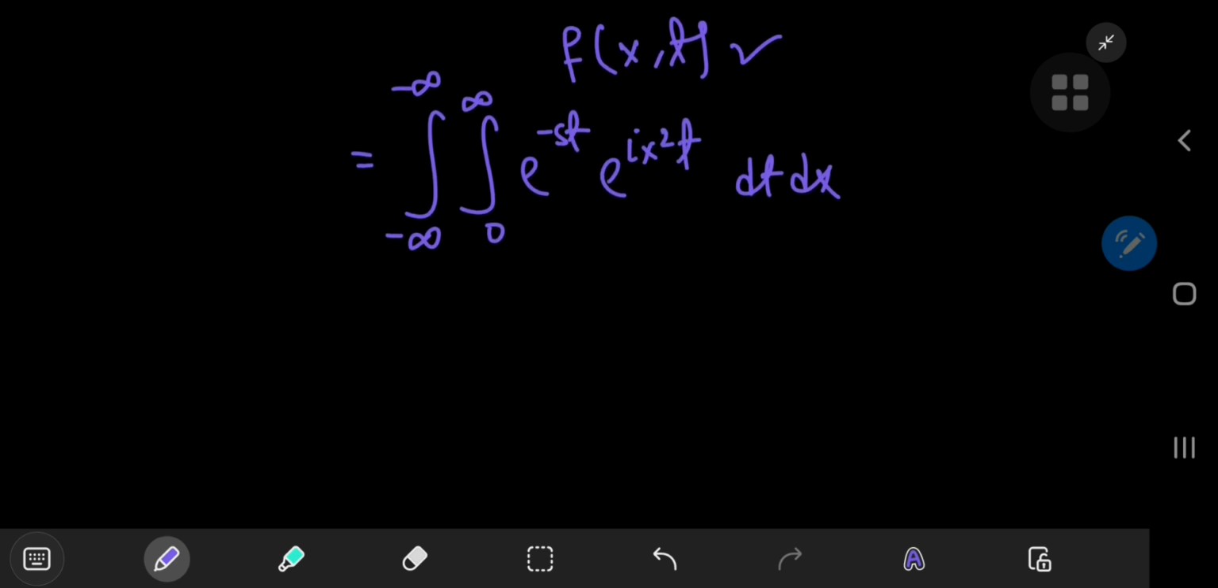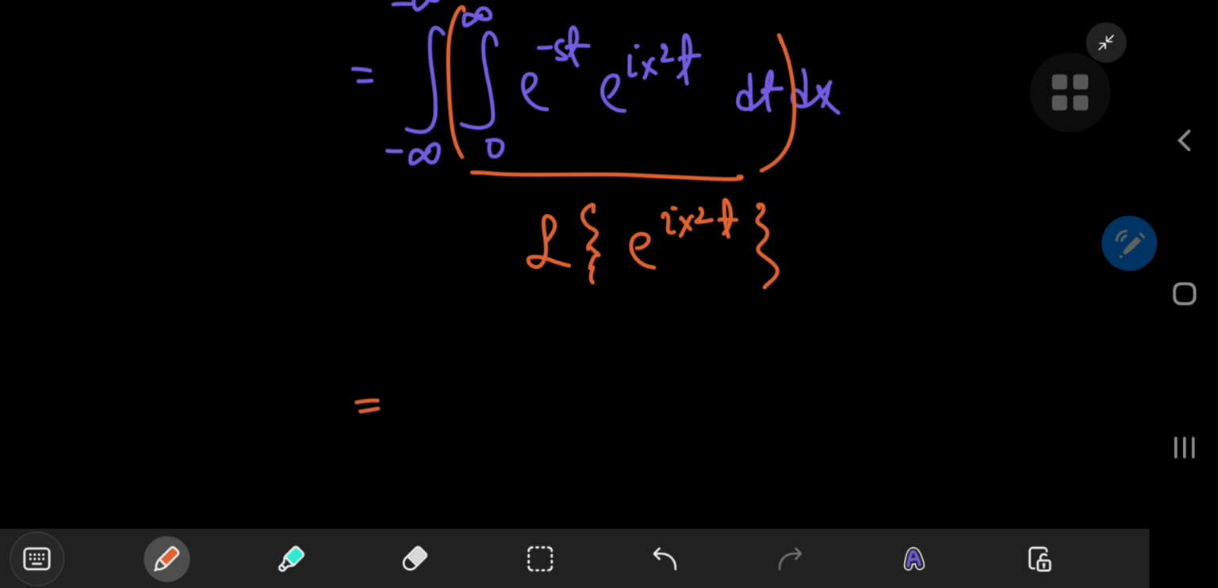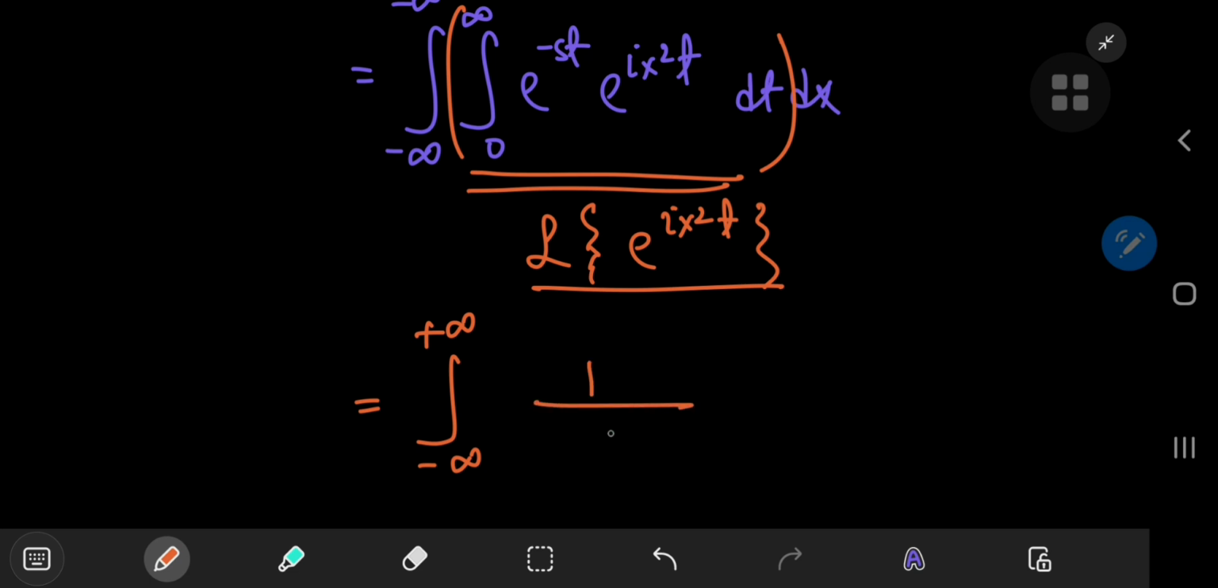And this is the cool stuff, because what you have here, if I just isolate this t integral, what you have here is the Laplace transform of e to the ix squared t. And x is a constant in the t world anyway. So you can apply the Laplace transform. This integral, the one underlined in orange, reduces to this Laplace transform, which according to our table is going to give us 1 by s minus this constant term that t is being multiplied with.